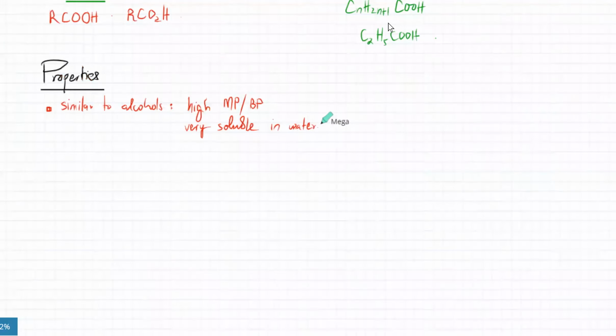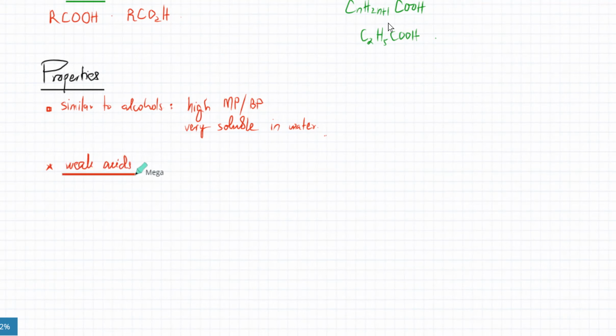And the other chemical property that they have is that carboxylic acids are considered to be weak. So they're considered to be weak acids. So the first thing is, what is an acid? In case other reactions are as acids. So I'll just give you a brief background.